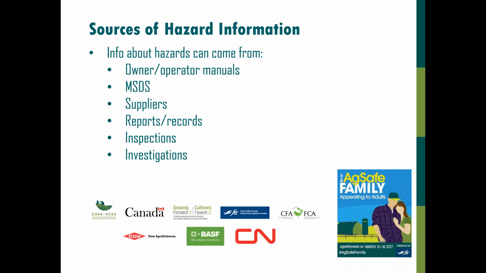Hazard information can be drawn from several sources. Owner's manuals and operator manuals provide us with a lot of information. Material safety data sheets provide information on the hazards associated with hazardous materials and chemicals. Suppliers, when they provide product to us, oftentimes provide us with information regarding that product, and that information may include hazard information. Hazard information also comes to us from reports and records of events that have occurred, and we can gather information about those events through a variety of aspects, including inspections.